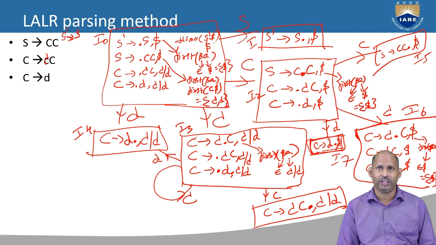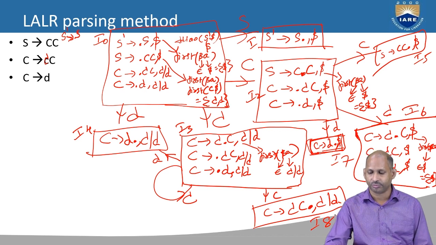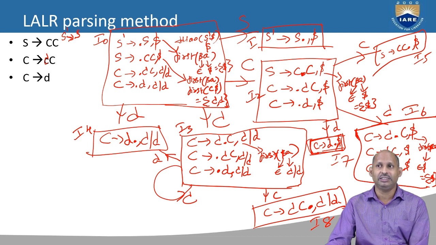Then I5. In I5, dot is at the end, so there are no go to operations. This is I8. Next, I6. In I6, there will be three go to operations for the three symbols: capital C, terminal C, terminal D.